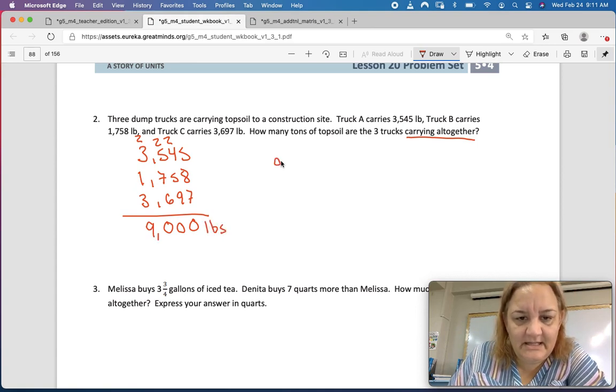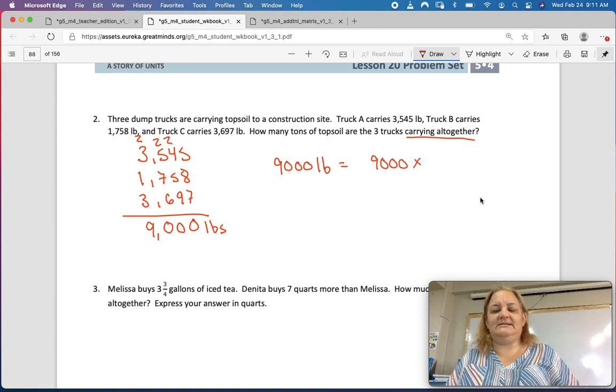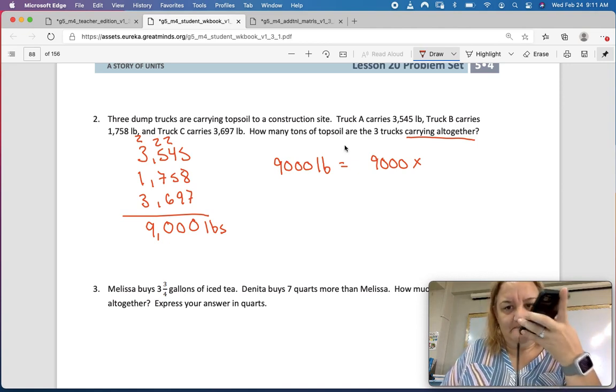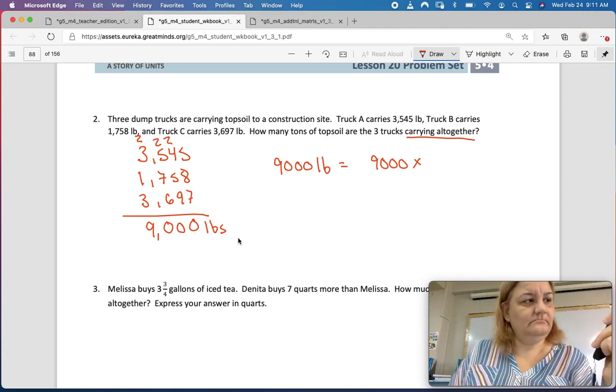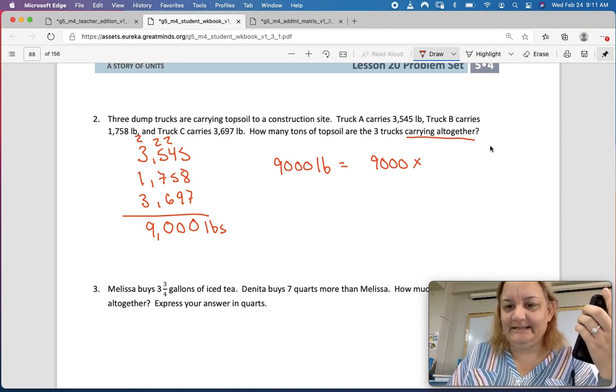So 9,000 pounds equals 9,000 times, well, how many pounds in a ton? Let me ask Siri. How many pounds in a ton? That would be 2,000 pounds. Okay, so there are 2,000 pounds in a ton.